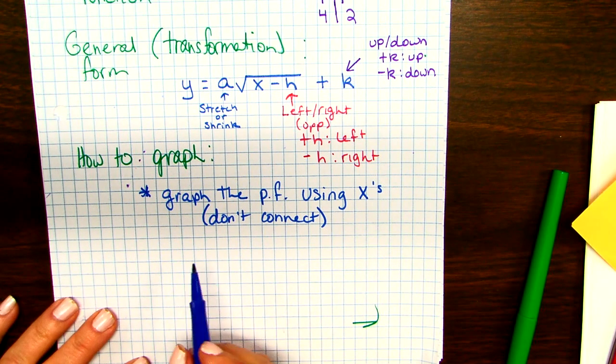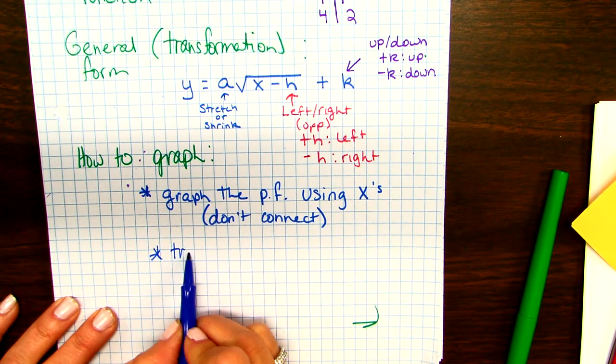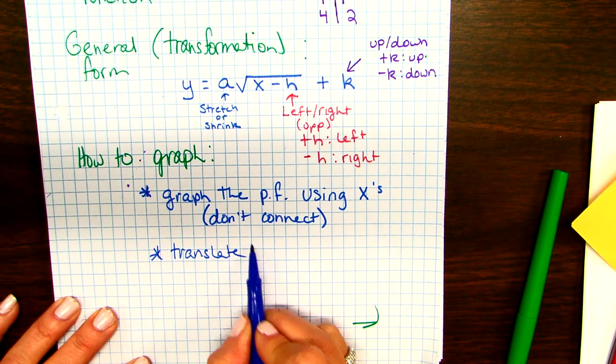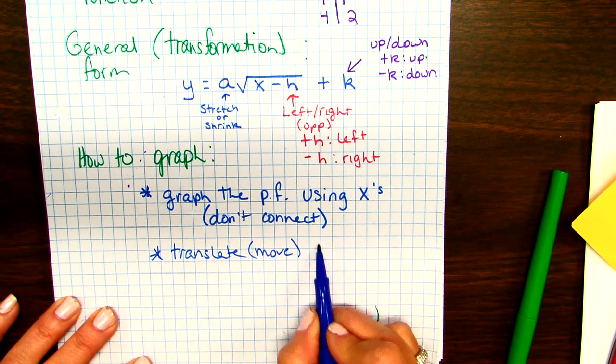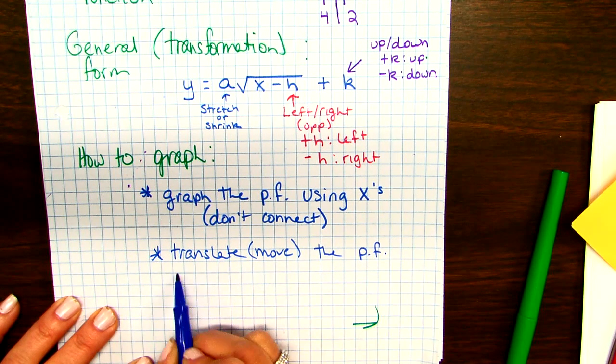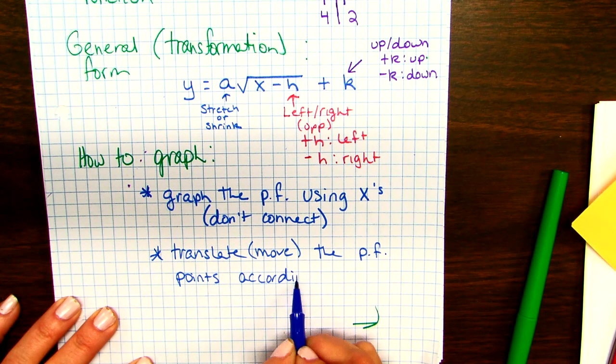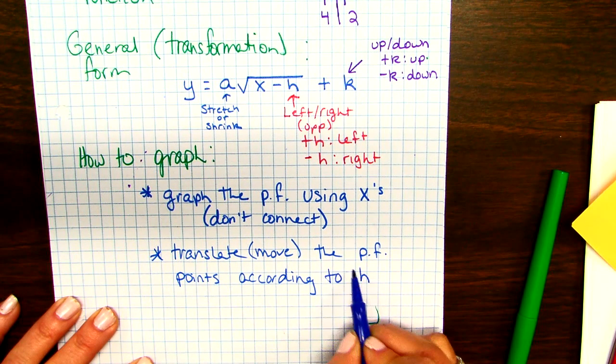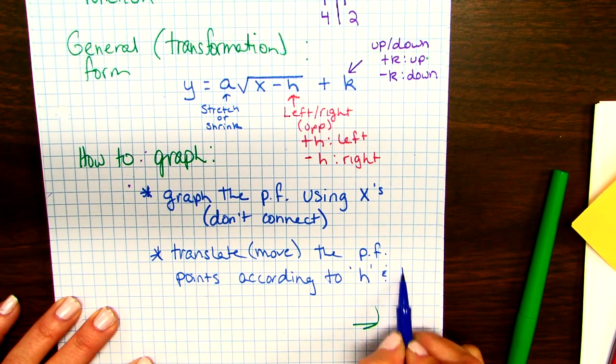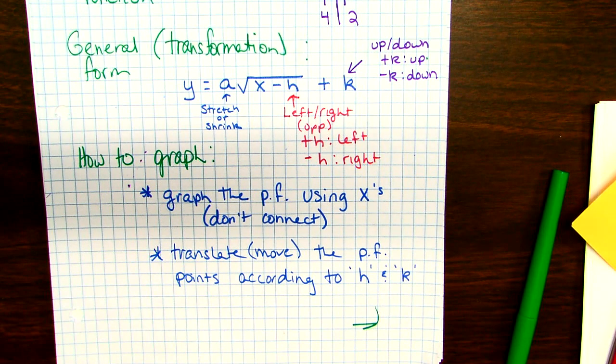He's watching. Okay, and the last thing you'll do is translate. Translate just moves the parent function points according to H and K. It's very, very simple, okay? But it's going to be very helpful to have this in front of you in case you're like, wait, which way do I go, or what do I do? Because tomorrow we do all of this with one extra thing done to it, okay?